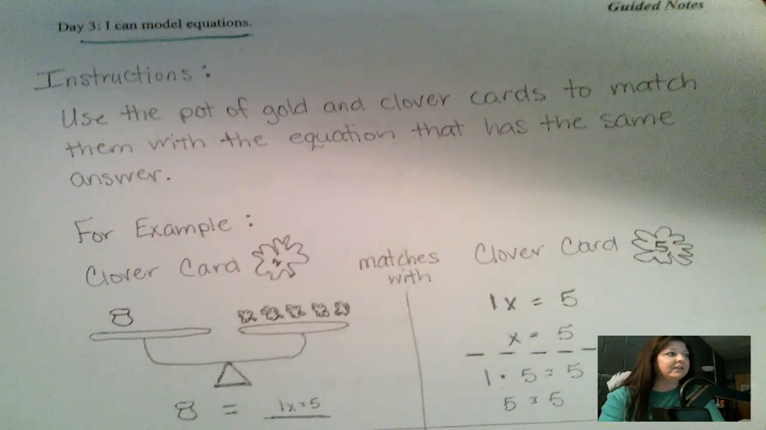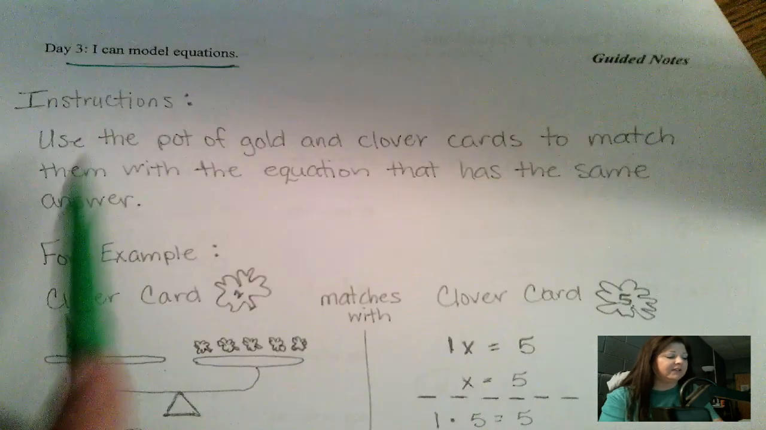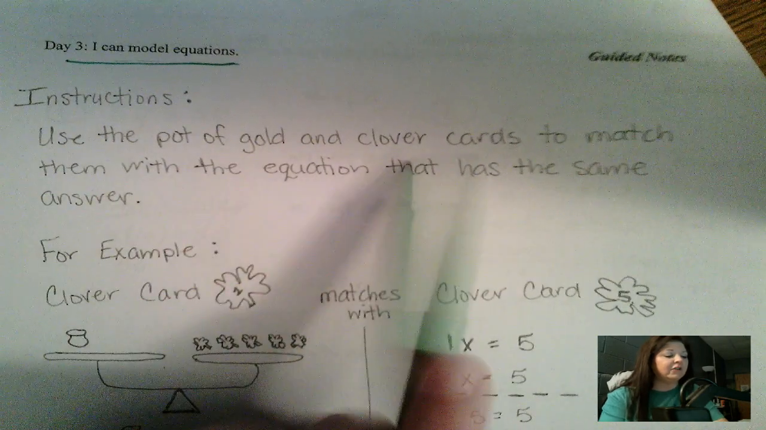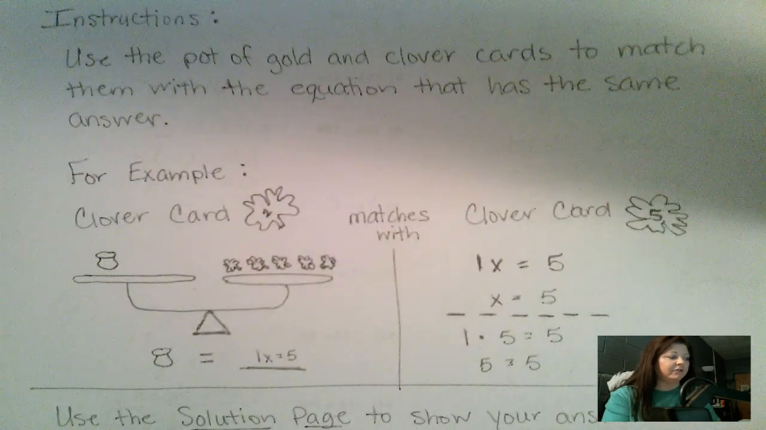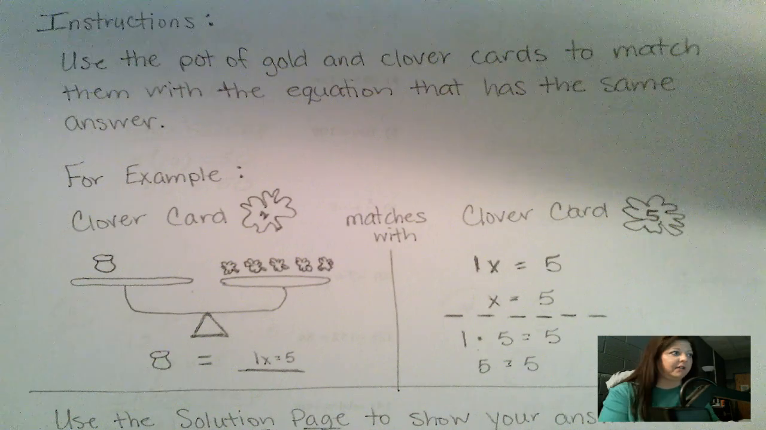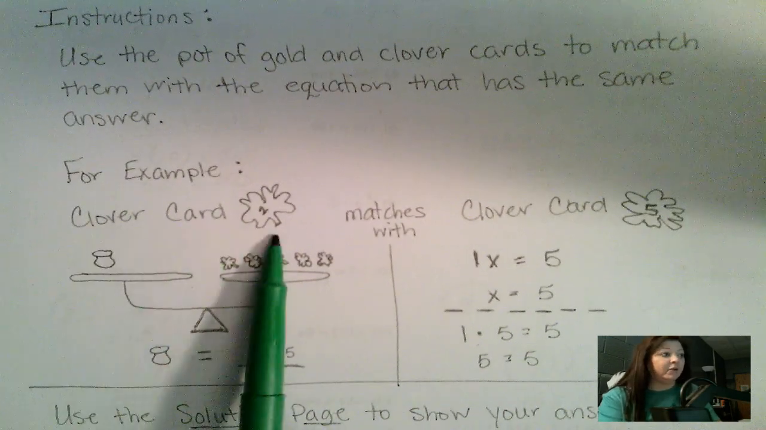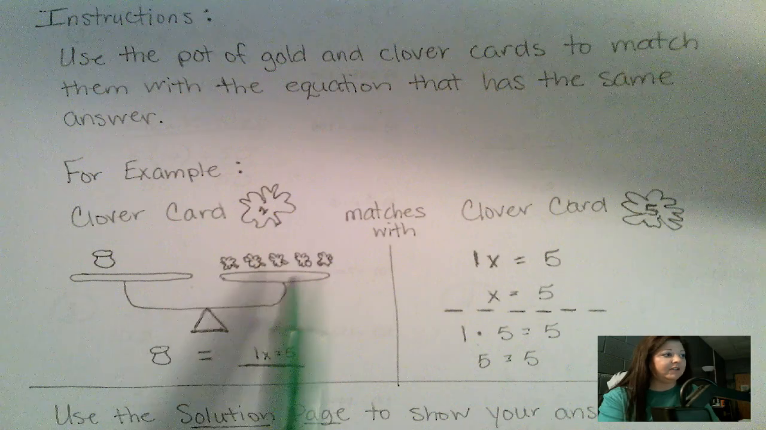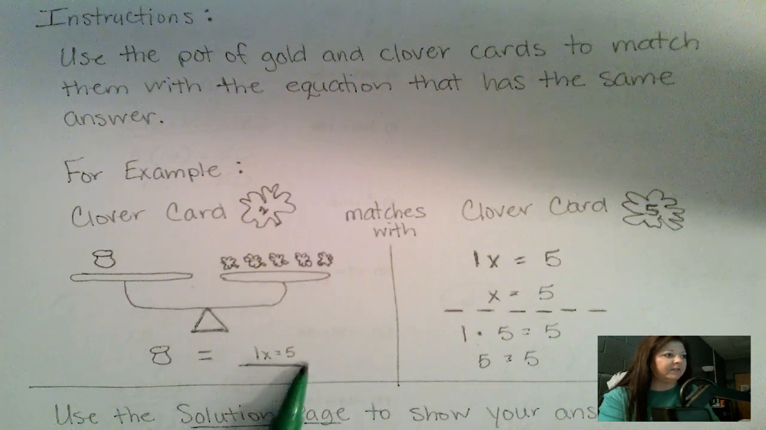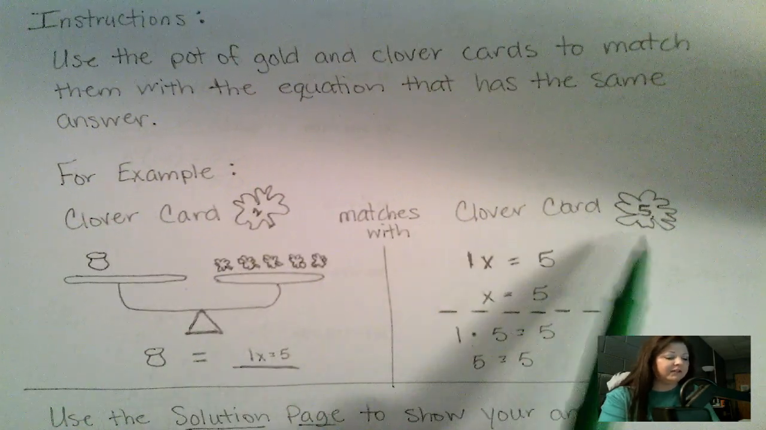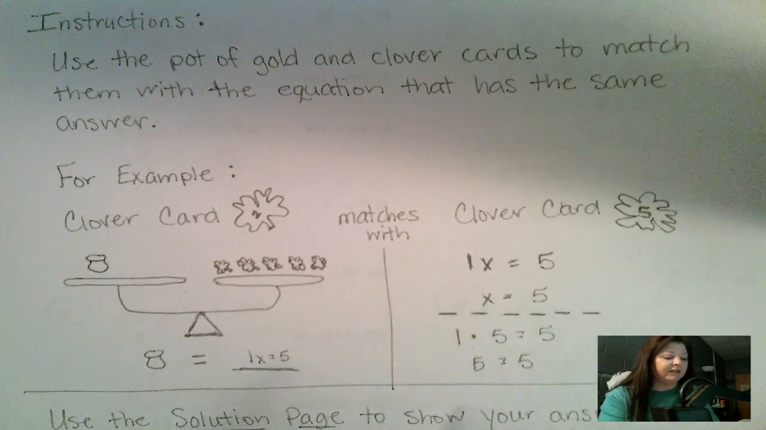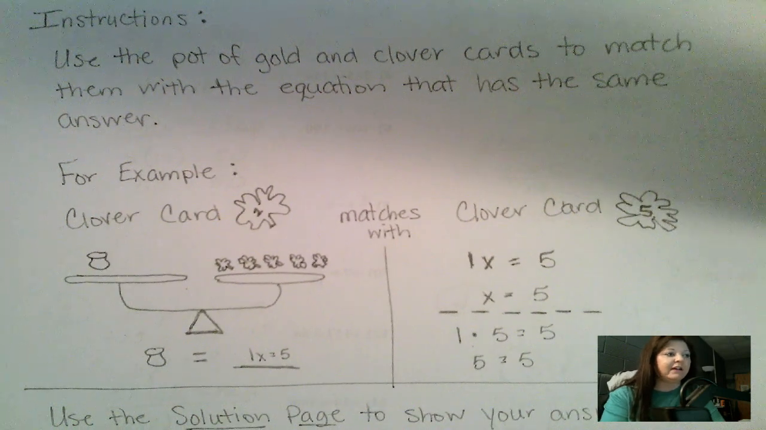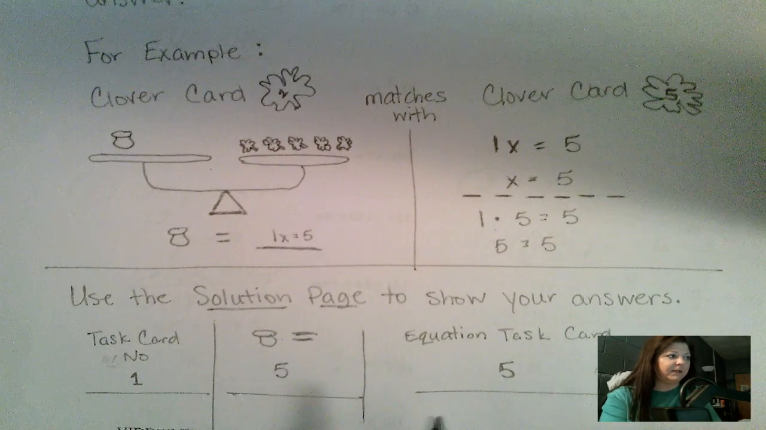So let's look at the instructions here. If you look at the first page, it says, use the pot of gold and clover cards to match them with the equation that has the same answer. Okay, so my little nice drawing here, remember I don't teach art, I teach math. My clover card 1 has 1 pot of gold and 5 clover leaves, so 1x equals 5. And the matching card was equation card 5, that was 1x equals 5, x equals 5. And then it has the check step, 1 times 5 equals 5, 5 equals 5. So it also says show this on your solutions page, okay?